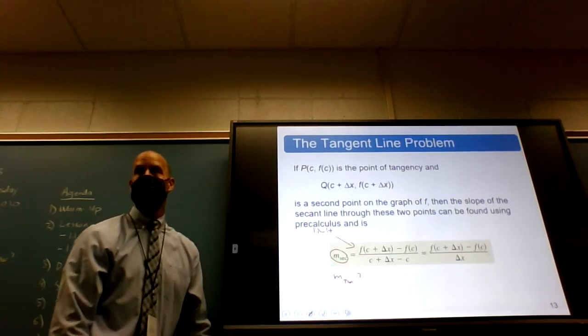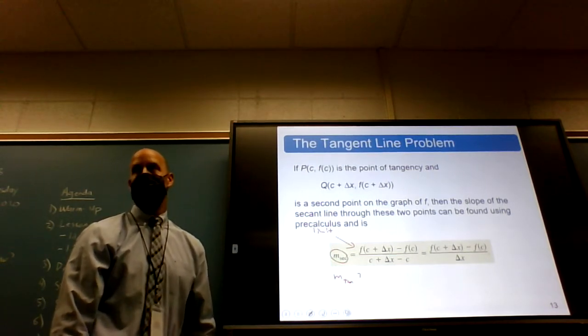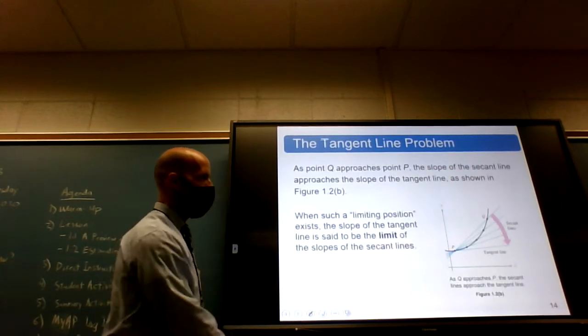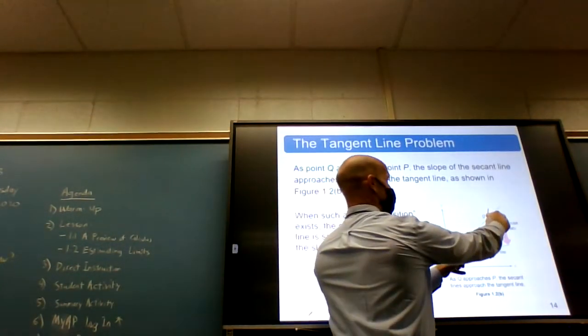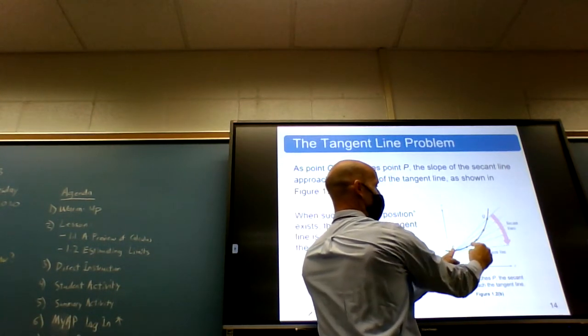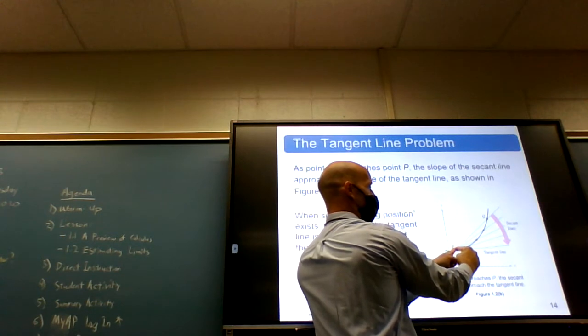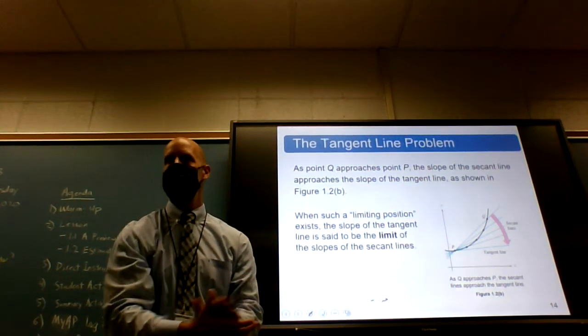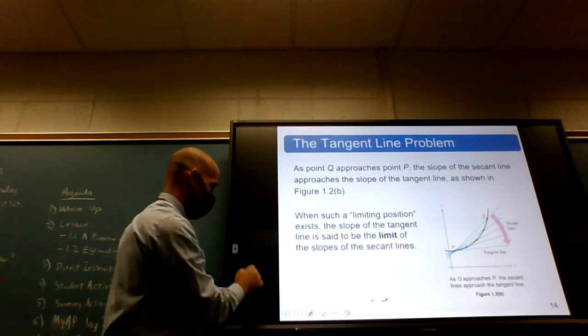That'll be chapter 2. I agree. Anyway, what you're doing here is taking this secant line and pulling this point closer and closer and closer to, and almost, but not quite, infinitesimally close to that point, and you'll get the tangent line.